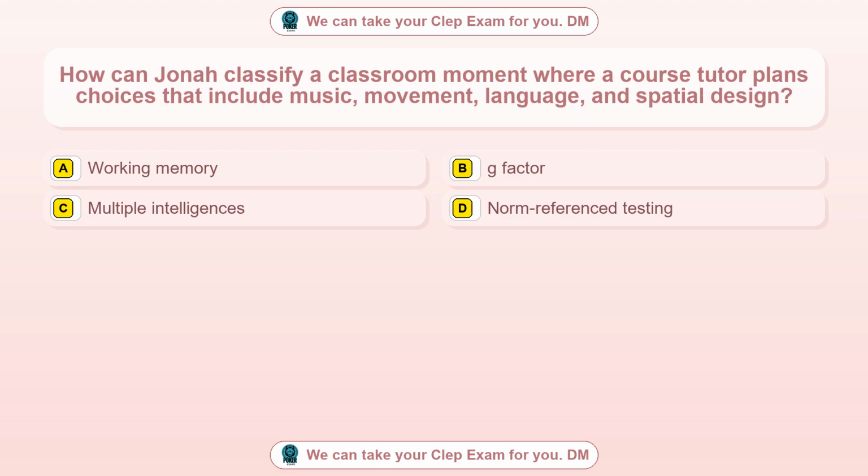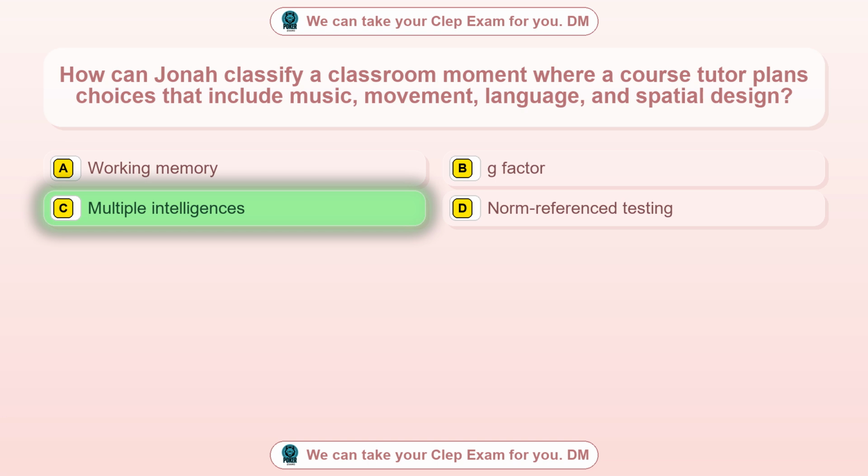Question 24. How can Jonah classify a classroom moment where a course tutor plans choices that include music, movement, language, and spatial design? Option A, working memory. Option B, G factor. Option C, multiple intelligences. Option D, norm reference testing. The correct answer is option C.